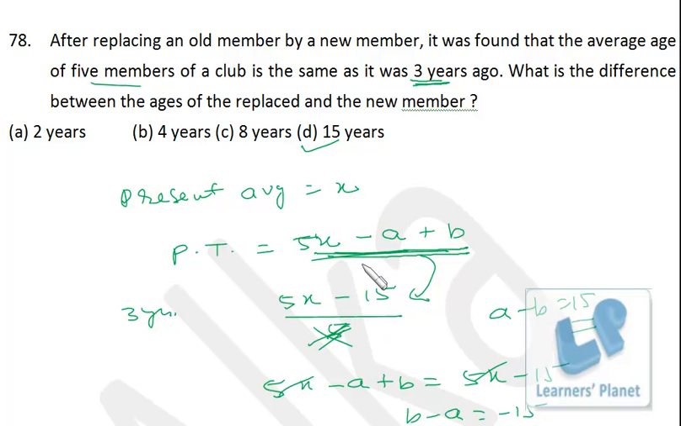Okay. Now this total and this total, average is same, that means total will also be same because the number of persons is same in both the cases. So 5x minus A plus B is equal to 5x minus 15. So from this we can get the value of B minus A or A minus B. That is the difference between the ages of replaced and the new member. So that is 15 years, right? If you are not clear for the first time, do watch the explanation once again.